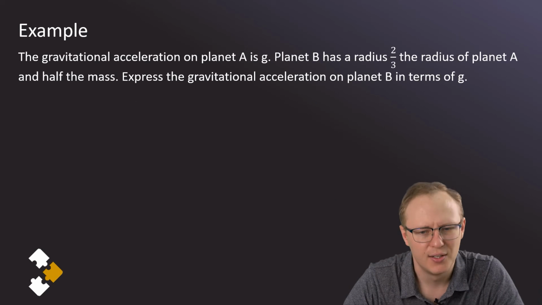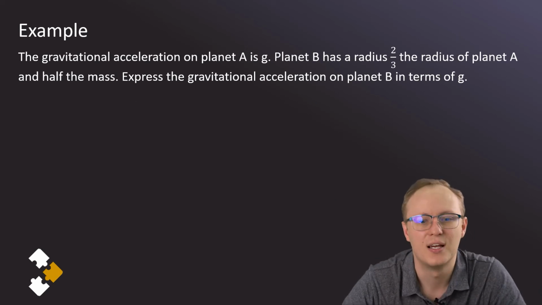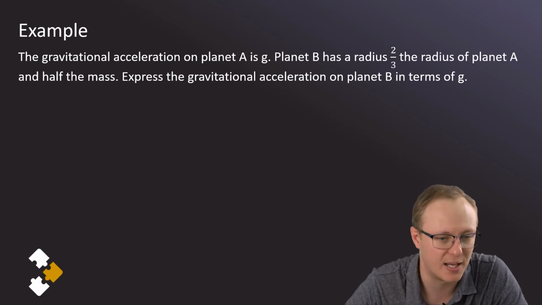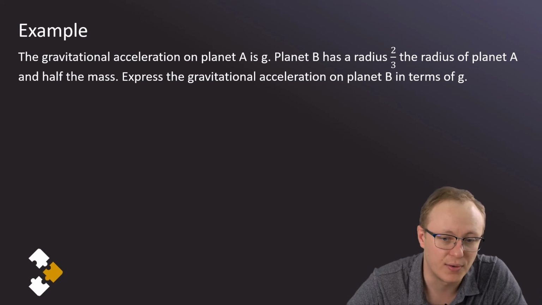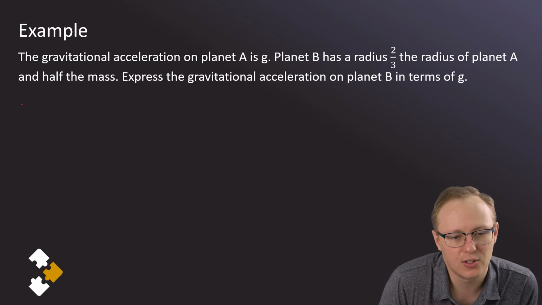Let's keep going. Here it says the gravitational acceleration on planet A is g. Planet B has a radius 2/3 the radius of planet A and half the mass. Express the gravitational acceleration on planet B in terms of g. So here we're going to start again with A.